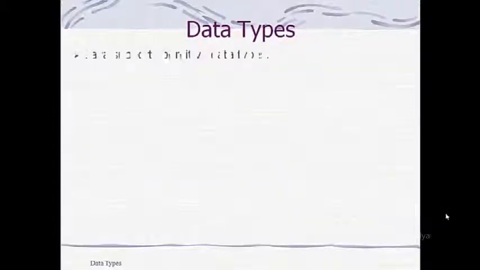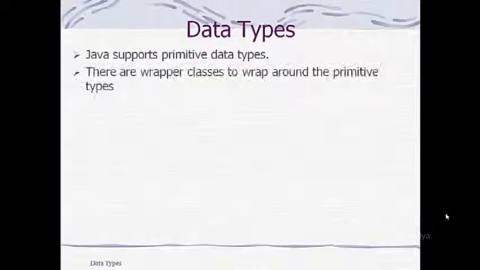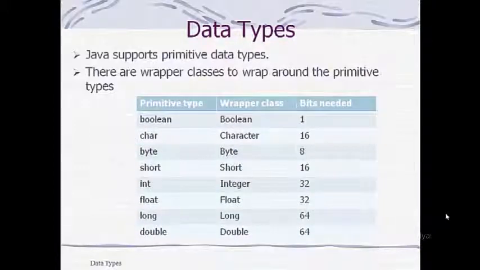Now data types. Java supports primitive data types which were used in C, but there are wrapper classes to wrap around the primitive types. The list is like this. For primitive type boolean, there is a wrapper class Boolean with capital B. The number of bits needed is only 1. For char, there is Character, which needs 16 bits.